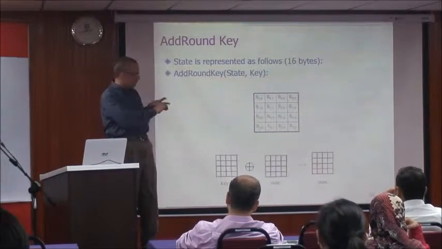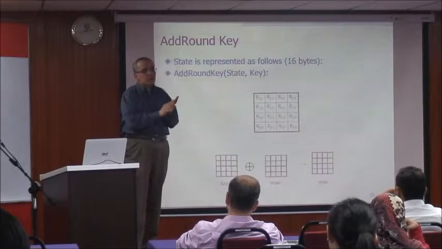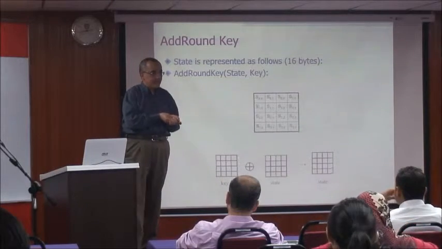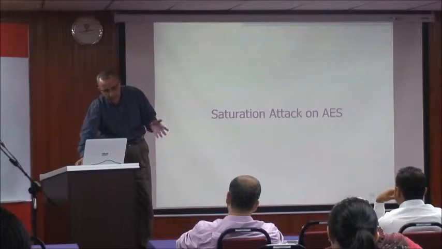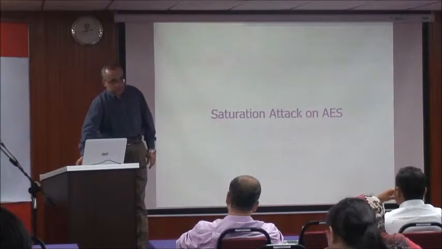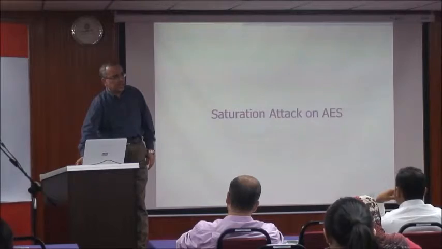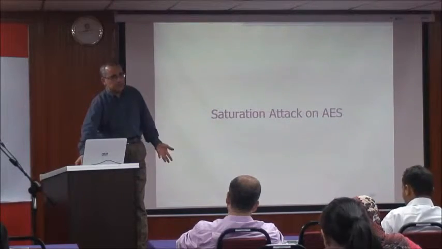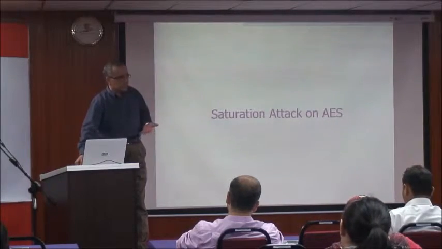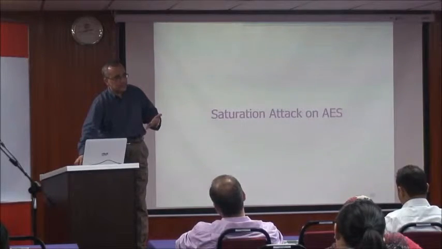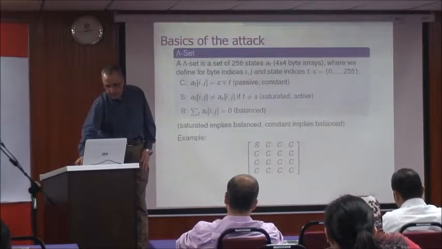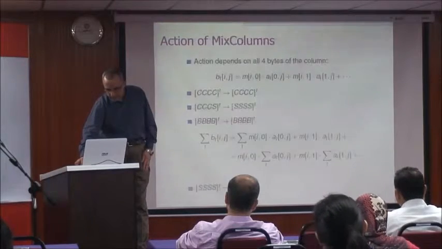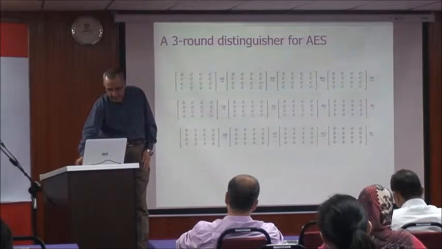Okay? So now in the remaining maybe 10 minutes, I'm going to show you a very simple attack on AES. Again, on a reduced version of AES. This attack is what we call the saturation attack. It goes by different names. Sometimes it's called the square attack, because the first time it was proposed was on a cipher called square. So let me show you the attack.